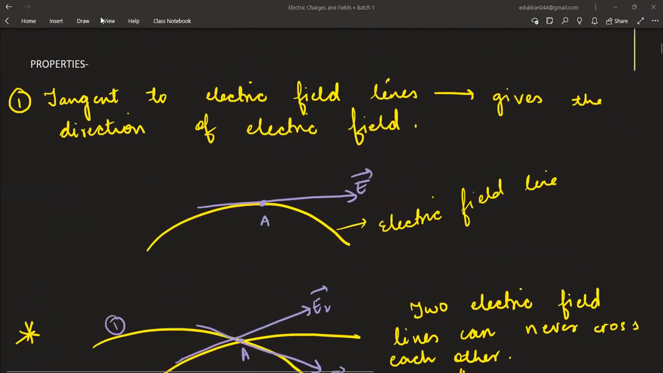Okay, class, just understand the properties first. You can write it down later. So, tangent to electric field lines gives the direction of electric field. This we have discussed. That's the first property.